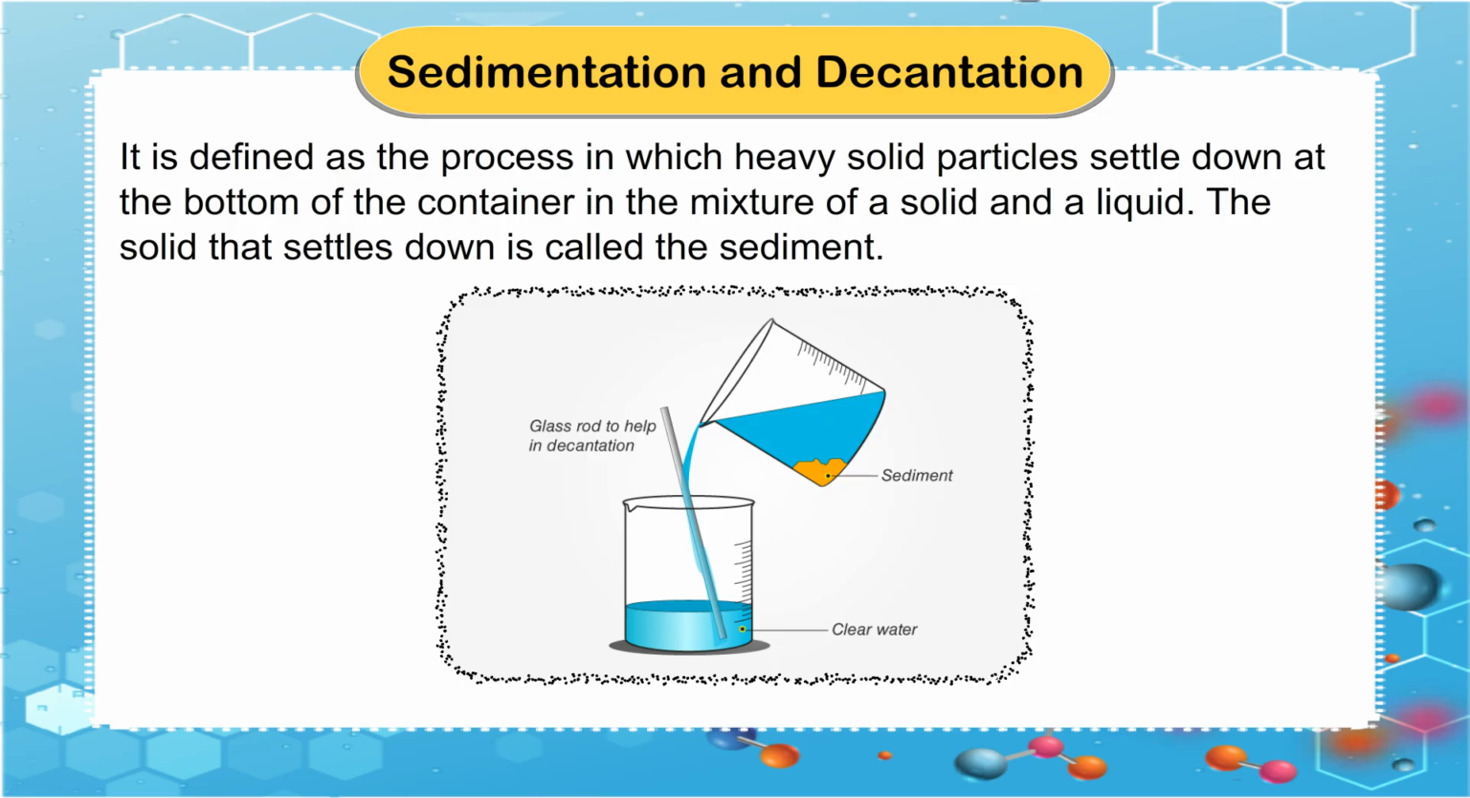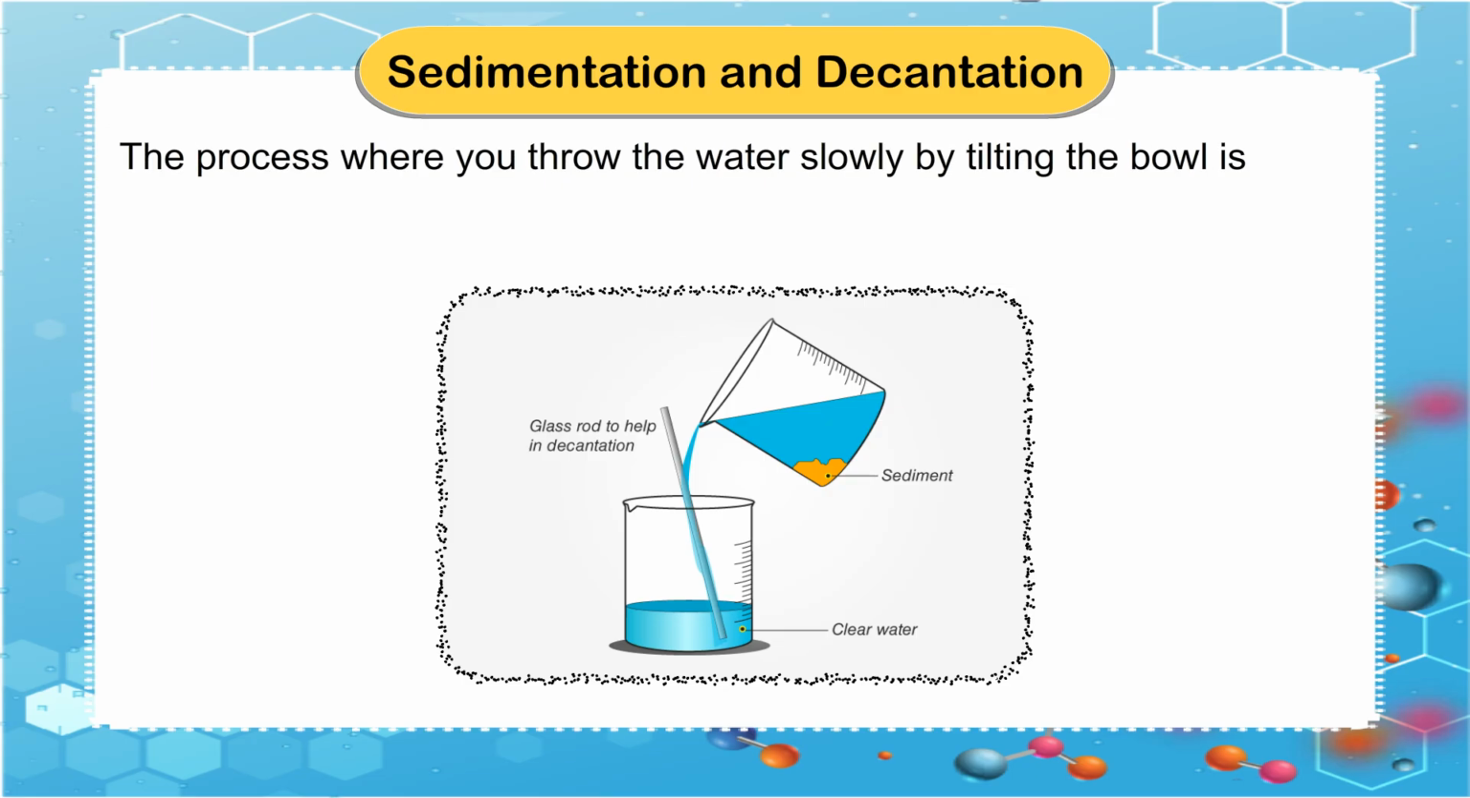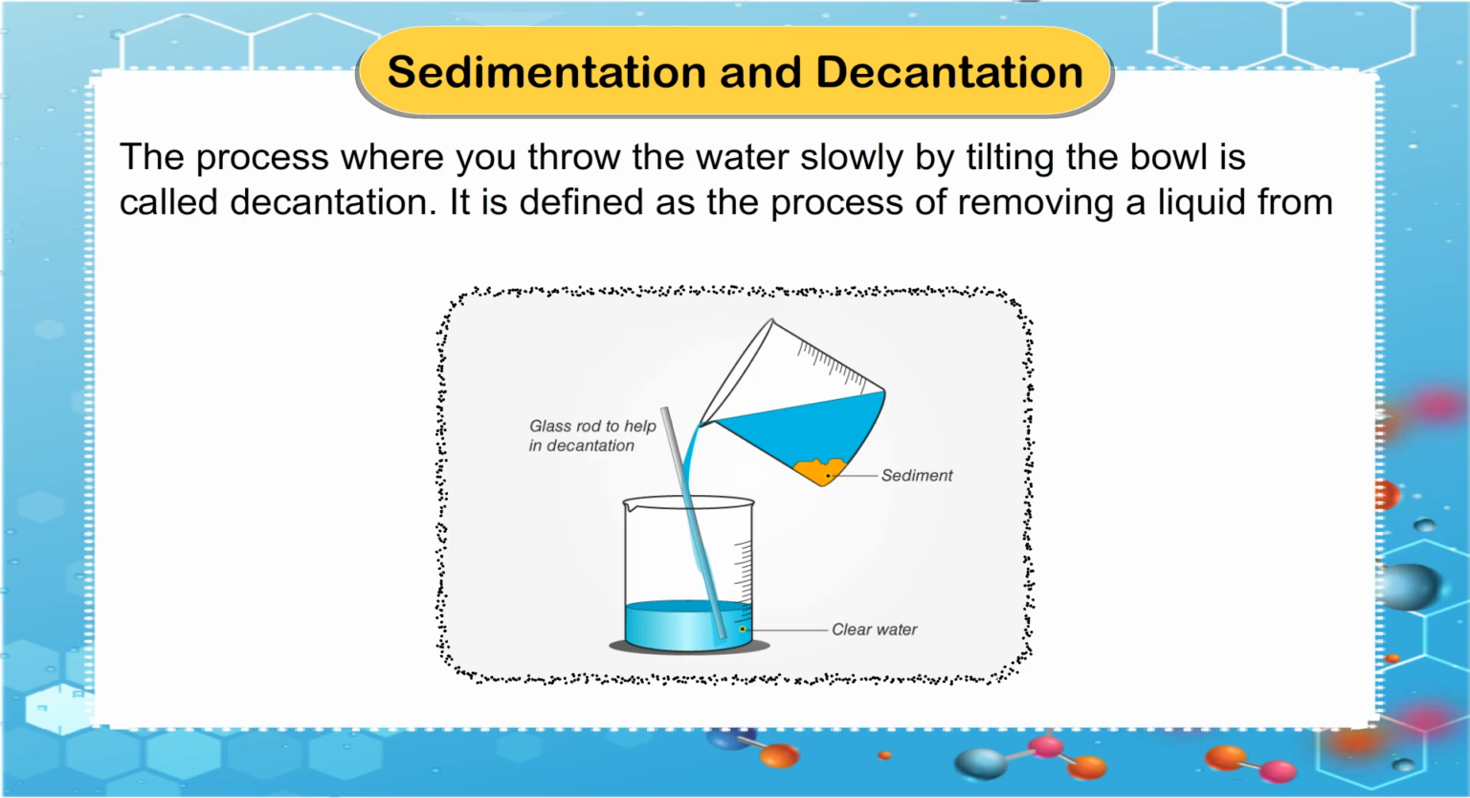The solid that settles down is called the sediment. The process where you pour the water out slowly by tilting the bowl is called decantation. It is defined as the process of removing a liquid from above the sediment in a mixture.